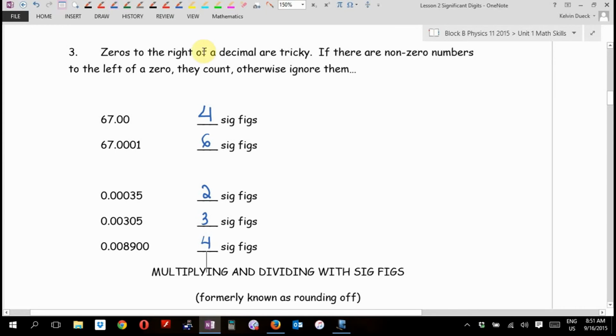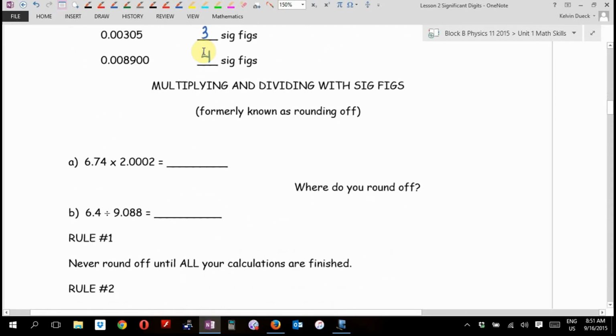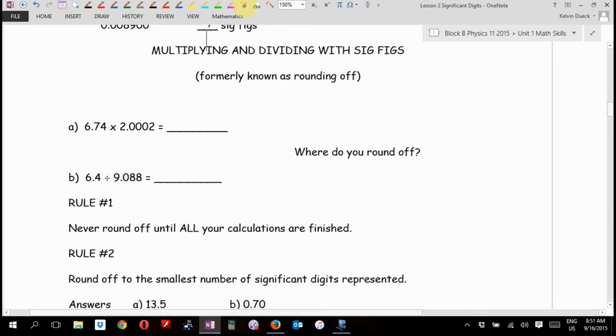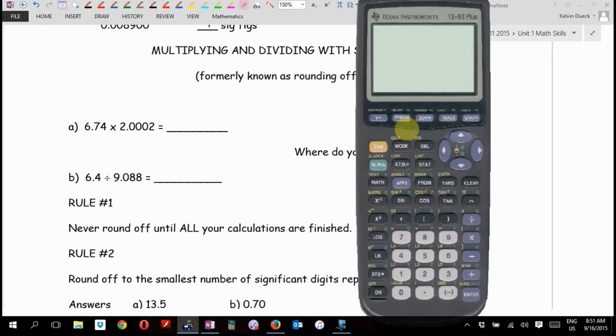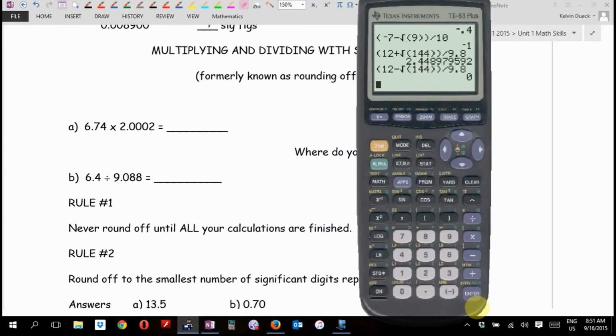The easiest rule, it turns out, Derek, is multiplying and dividing. Isabella, the toughest rule, the yuckiest rule, adding and subtracting. Multiplying and dividing, which you used to call rounding off, but now we're going to say rounding off correctly in science. We go like this. First of all, you go to your calculator and you just type it in.